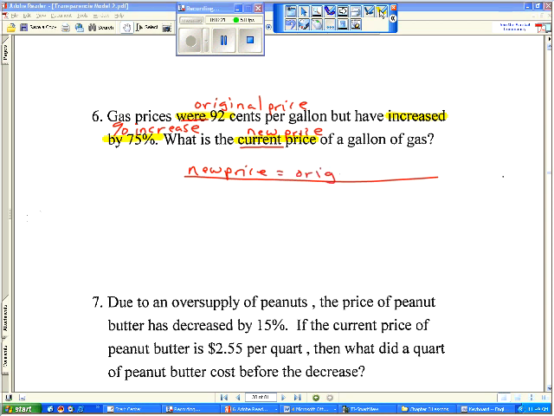Good. New price is equal to original plus increase. The increase is a part, right? How do you find any part? Rule 1 tells us. Rule 1, page 62. The percentage of that times the whole, right? Or the original. Let me make that look better.